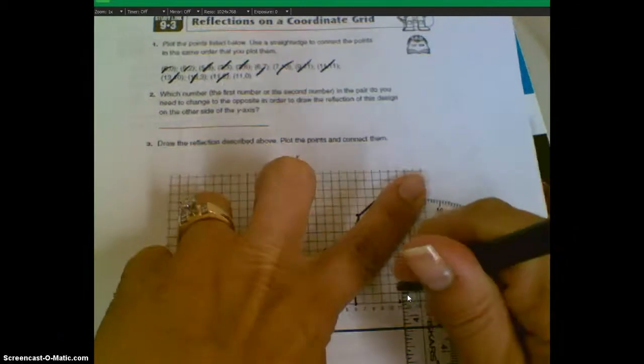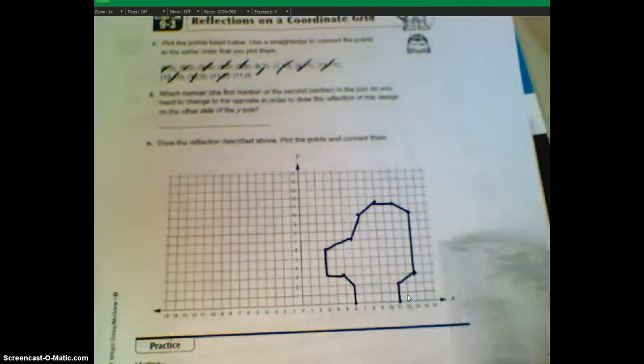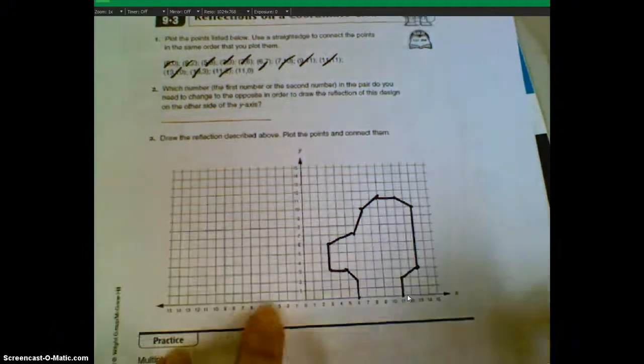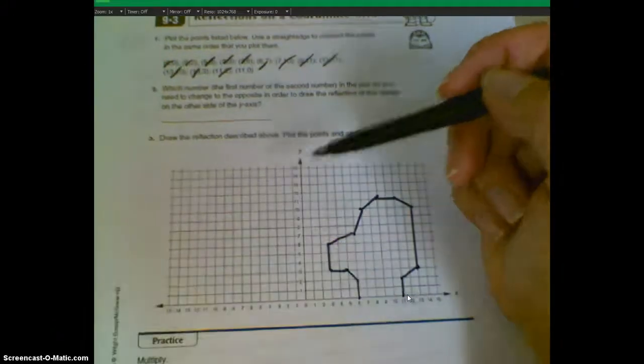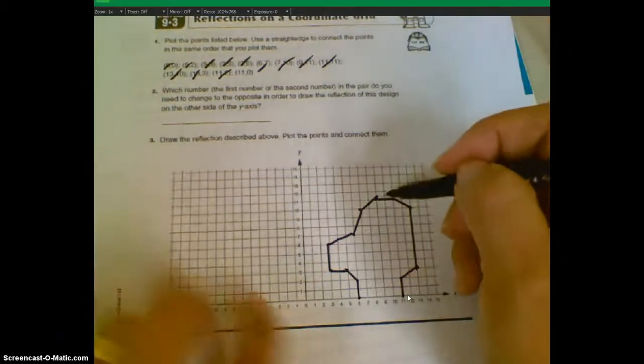Now, as we learned today, sometimes we want things in the negative quadrant, so today we're going to be thinking about reflection. If I could fold this sheet in half, what would be on the other side? The question is, which number, the first number or the second number in the pair, do you need to change to the opposite in order to draw the reflection on the design? If I did negative numbers this way, I would end up down here. I want negative numbers this way, so it must be the first.